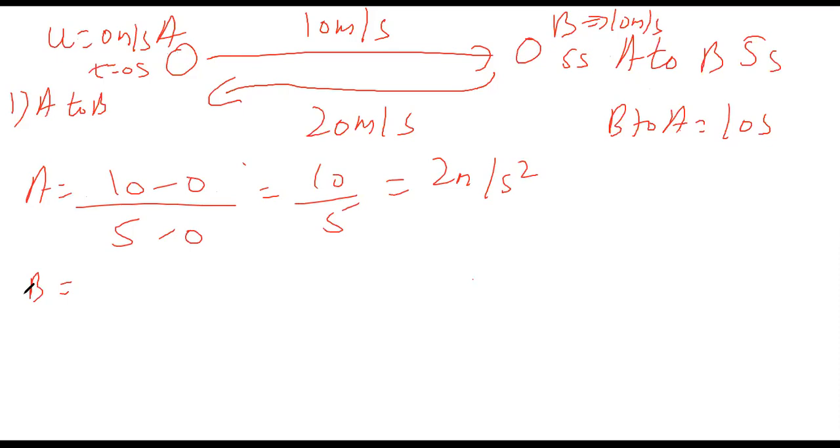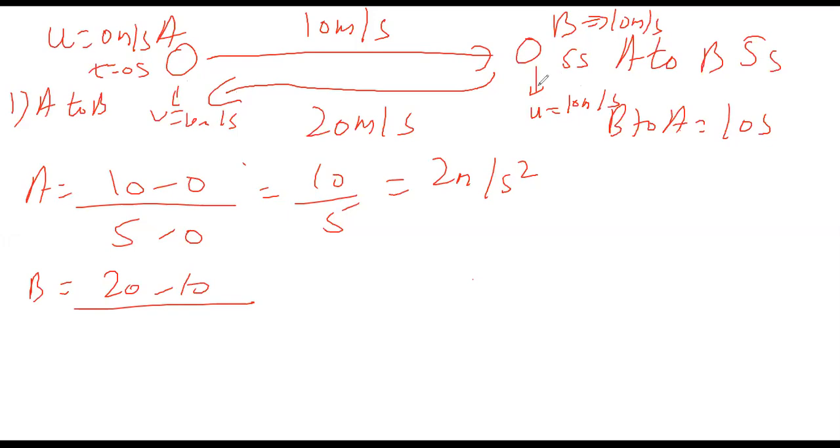Part B, it's from B to A. Now your starting point is B. So now your B would be what? Initial velocity. At point B, initial velocity is 10 meters per second and your final velocity at A would be 20 meters per second. What is the formula for acceleration? Final minus initial, so it should be 20 minus 10.